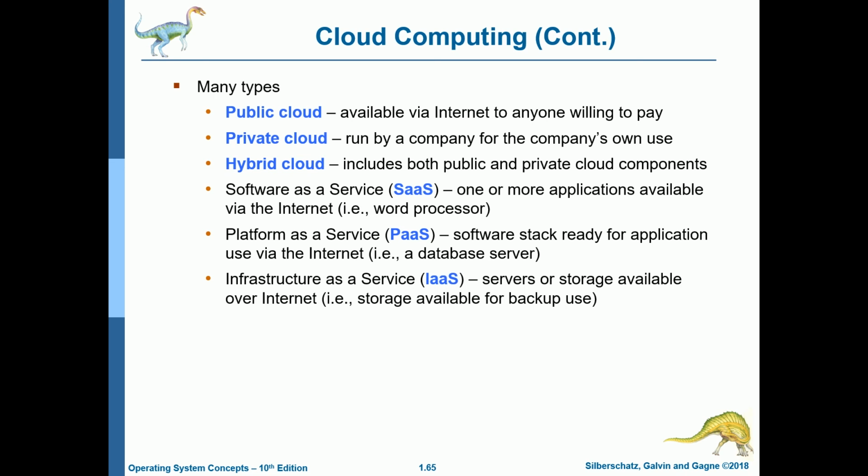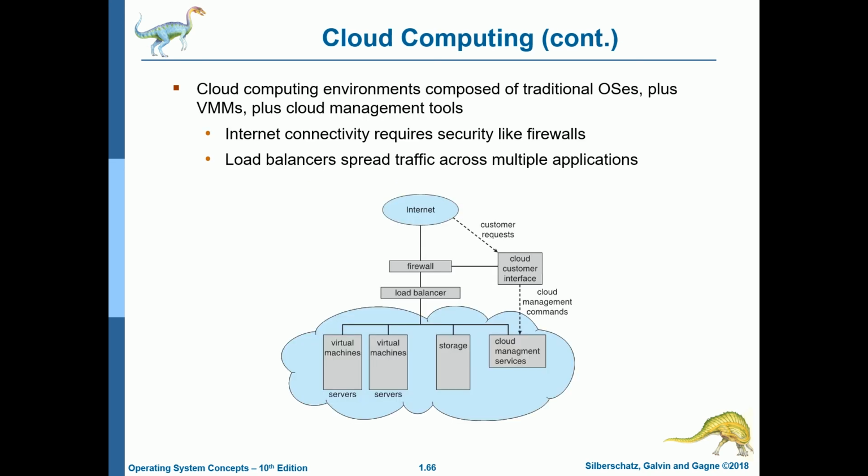Now, also with cloud computing, we introduce these new concepts like software as a service, where one or more applications is available through the internet. Platform as a service, where a software stack ready for application use is available via the internet. And also infrastructure as a service, where servers or storage are available over the internet. Here's a view of how we can look at most cloud computing structures.